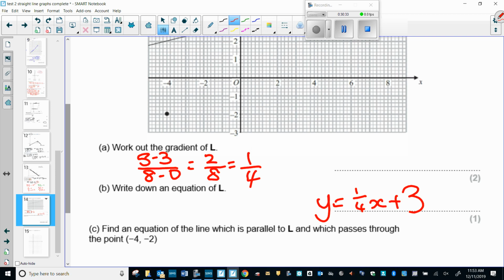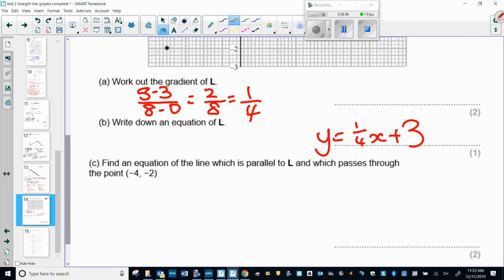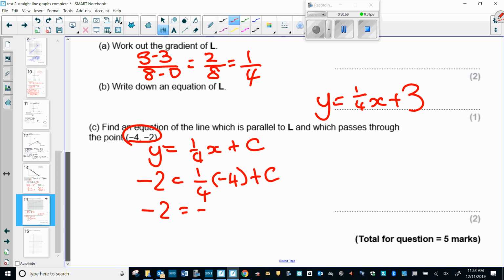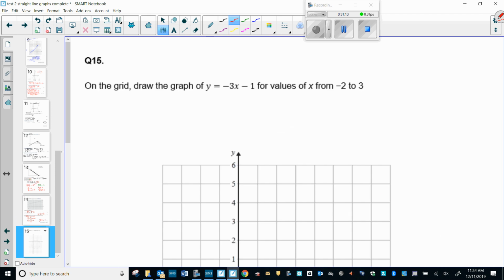Find an equation of a line that's parallel to L, but passes through this point. So we know that parallel lines have the same gradient, so we do y equals 1/4 x plus c. But we're substituting in these values. Shh, girls, stop being rude, please. So -2 equals -1 plus c. So -1 equals c. So we've got y equals 1/4 x minus 1. I will send you this document, so if you haven't got it down already, don't worry.